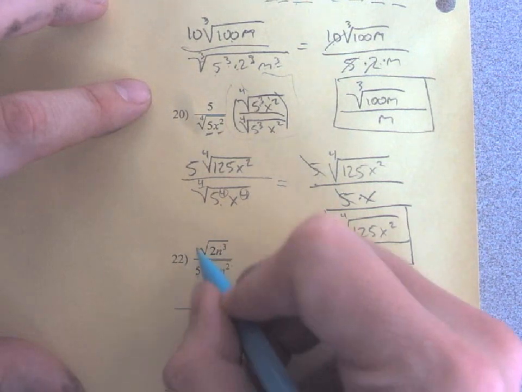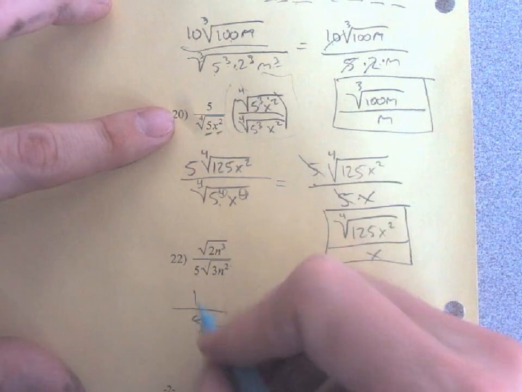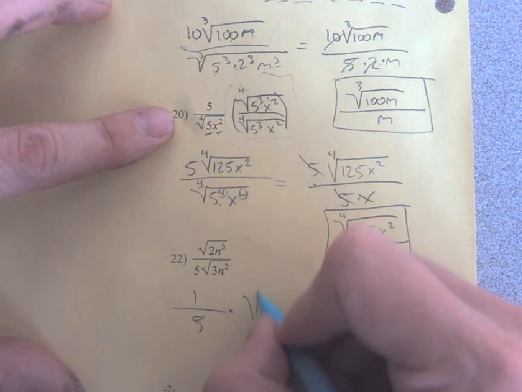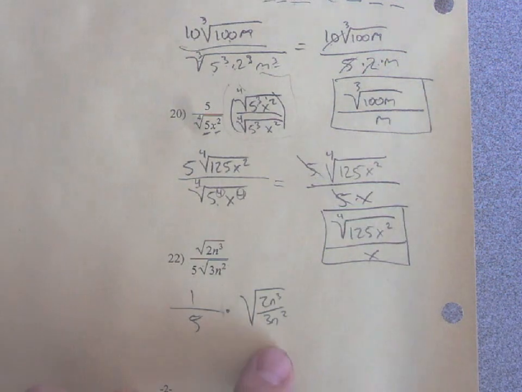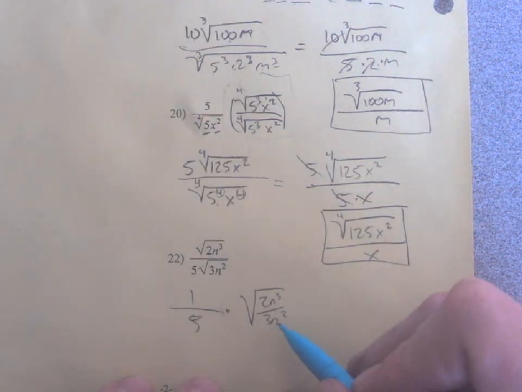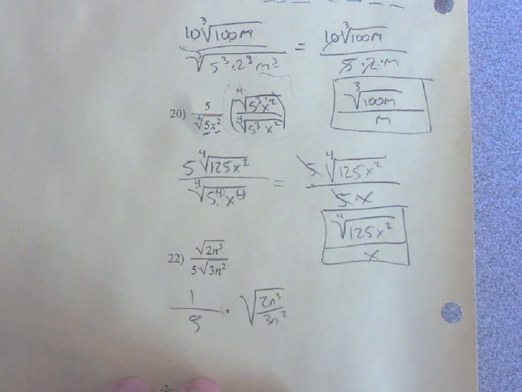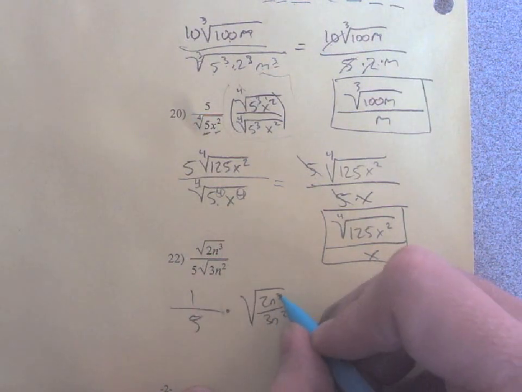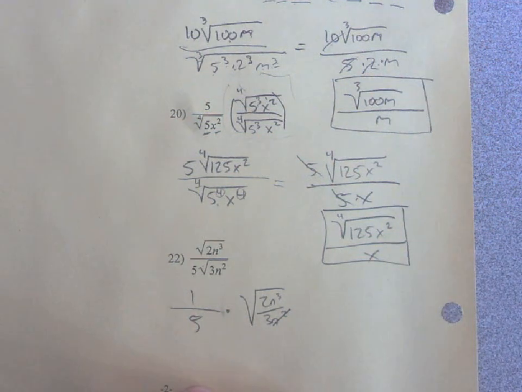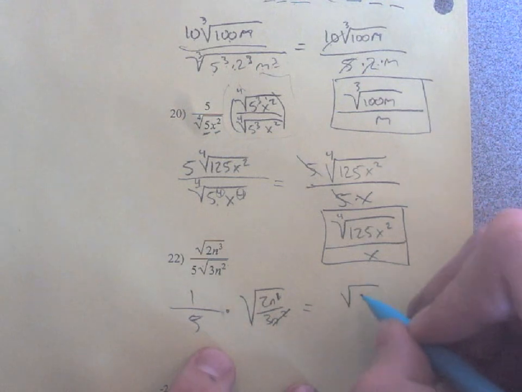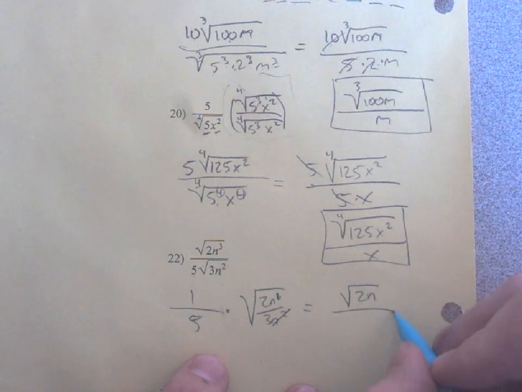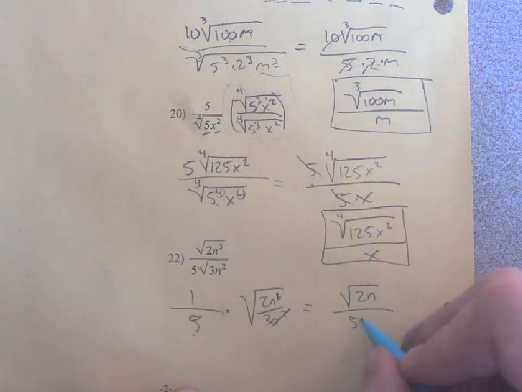put the 1 over 5 multiplying a giant root 2n to the third over 3n squared. So we could kind of do it that way, and we could cancel these two n's with one of these n's. That's, I think, what I'm going to do here. So 3 minus 2 is 1, so I got n to the 1 power up here. And now let's put it back into two different roots. So on the top, I have 1 times root 2n. On the bottom, I have 5 times root 3.